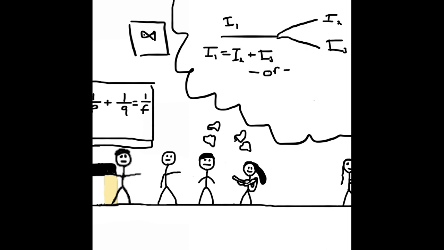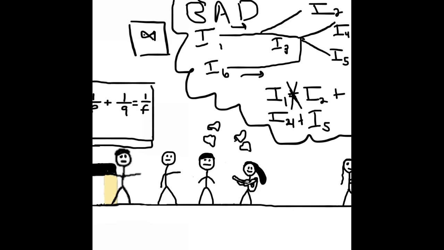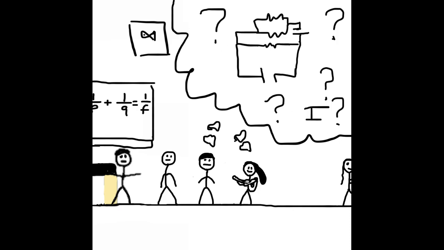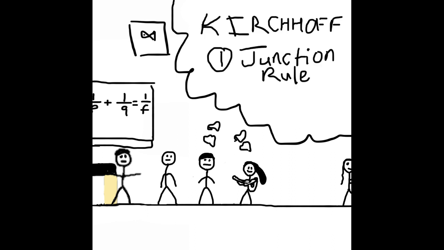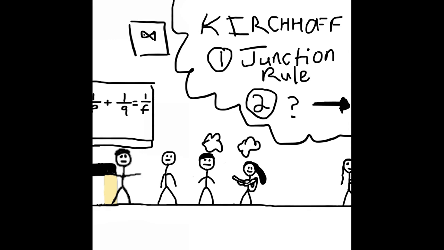The rule says for any junction, the sum of the currents entering must equal the sum of the currents that are leaving. When you don't know what to do, or the circuits are too complex, just try to apply Kirchhoff's rules. Remember that there are two.